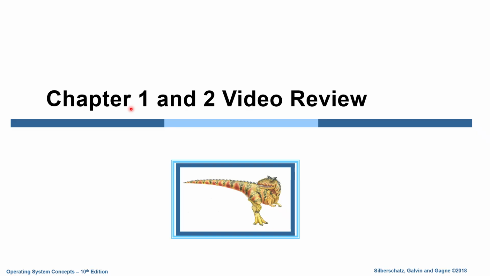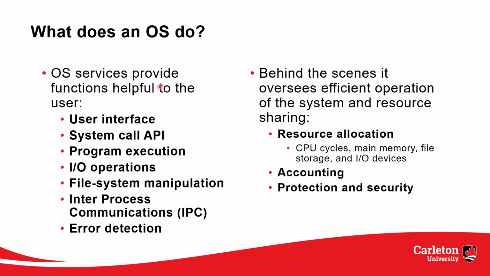Chapter 1 being the quick overview of the entire course, and chapter 2 diving into some key ways in which we interface with our operating system and the operating system interfaces with the hardware. So the main point of chapter 1 was to try and give you an understanding of an operating system's responsibilities.